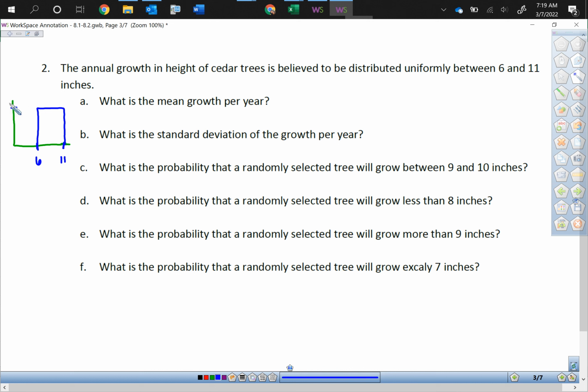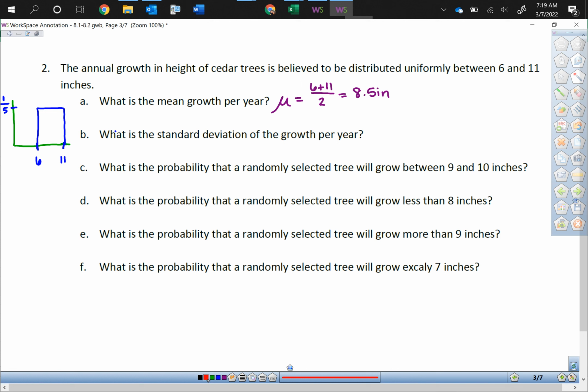Now the height is going to be 1 over b minus a. So 11 minus 6 is 5, 1 over that, which is 1/5. That's my height. Okay? That's what we've got for a probability density function there. Now, part A says, what is the mean growth per year? So again, that's mu, and we just want to add them together, 6 plus 11, and divide by 2. And that's going to be 17 over 2, which is 8.5 inches. The mean growth per year is 8.5 inches.